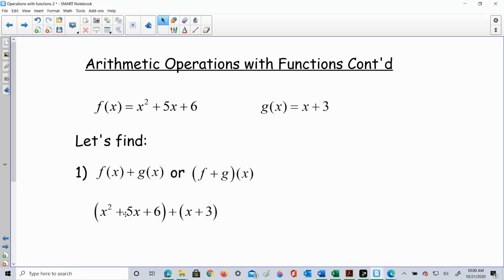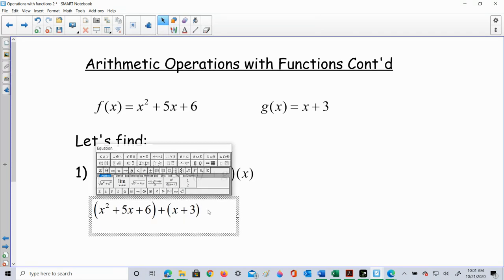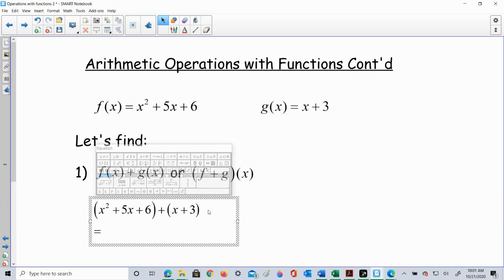So here, all we're going to do is add the like terms, right? We don't have any other x squared, so we're going to keep x squared by itself. We're going to add 5x plus x, 6 plus 3. Pretty simple operation here. So that equals x to the second, since we don't have any other x squared. And here I have plus 5x plus x, that's just plus 6x, and 6 plus 3 is plus 9.